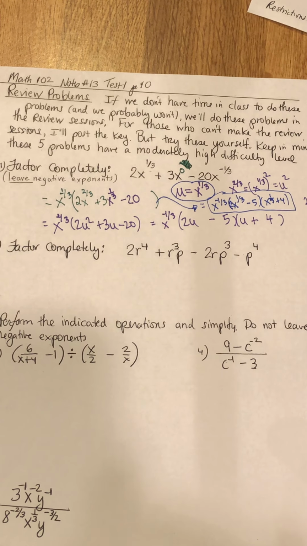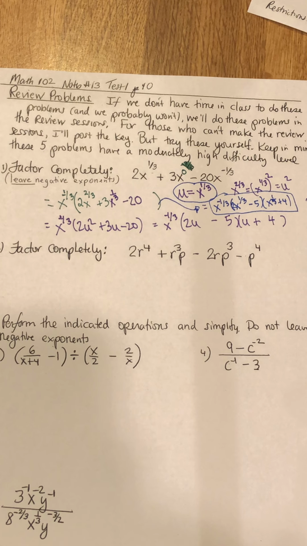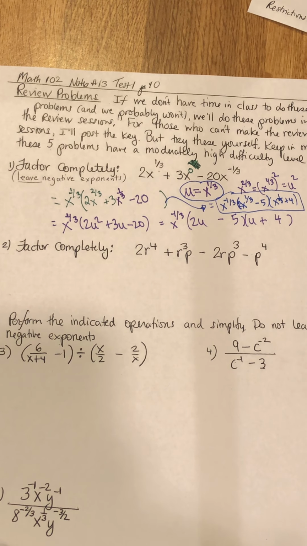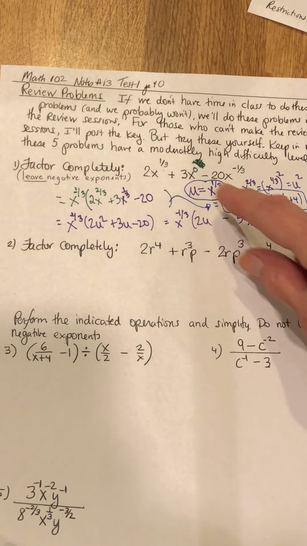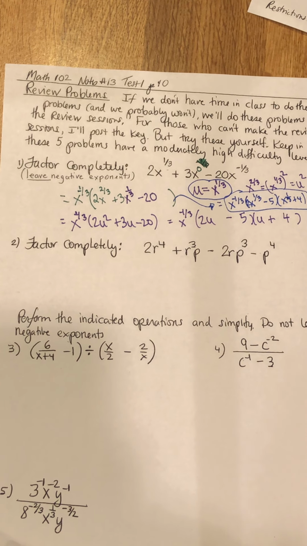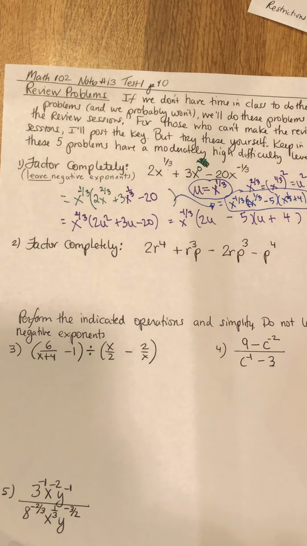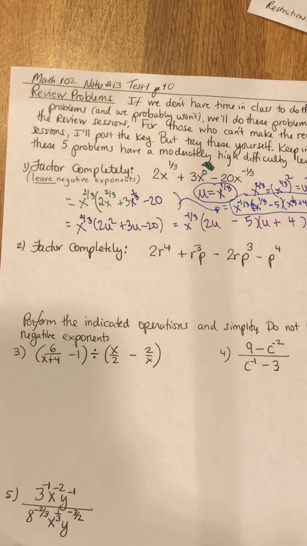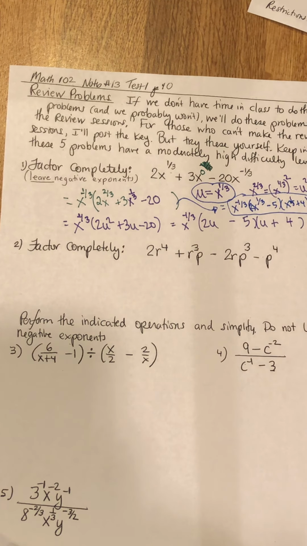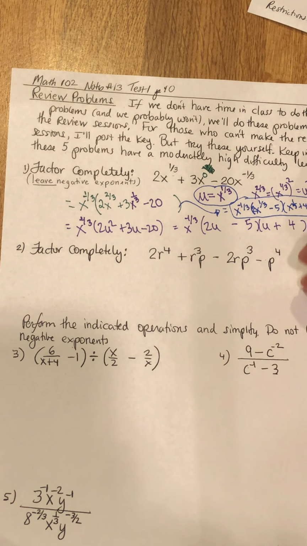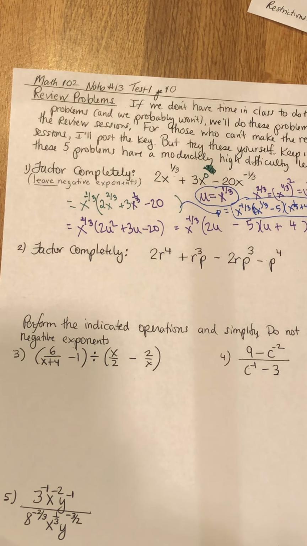So for the next one, factor completely. Now both of these are pretty much fair game, except I probably wouldn't do that x to the 0 thing for you on the test. But certainly this substitution idea is fair game for the test. Working with fractional exponents is fair game for the test. This problem here is definitely fair game for the test. So see if you can get it done. Pause the video, see if you can factor it, and then check your answer.